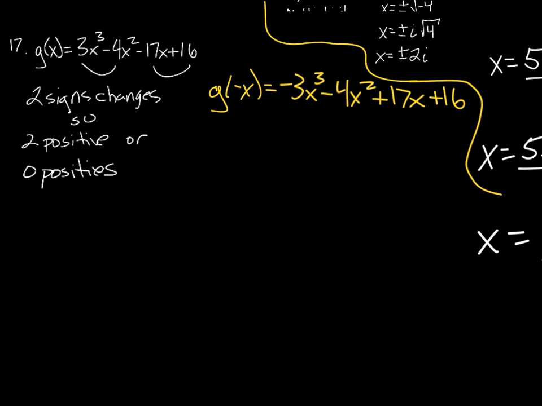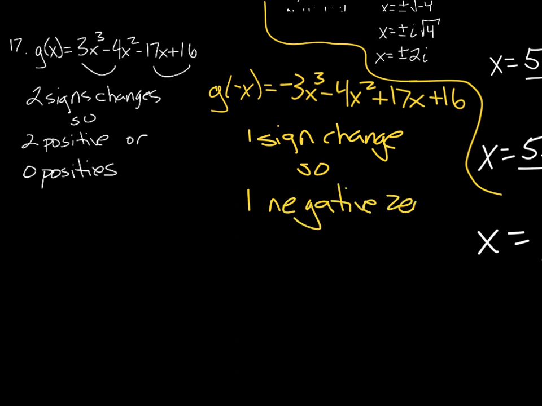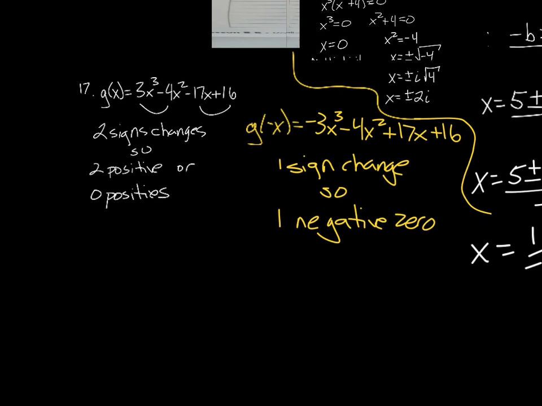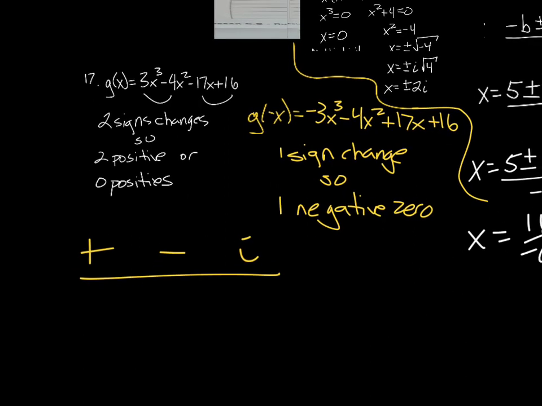Is that okay with everyone? Only one sign change. So now we only have one sign change. So what's that tell us? Well, we're on negatives now, so one negative zero. And so for sure we have one negative real zero. All right, so how many total are we looking for? 3. Okay, so we could have positives, we could have negatives, or we could have complex or imaginary ones.